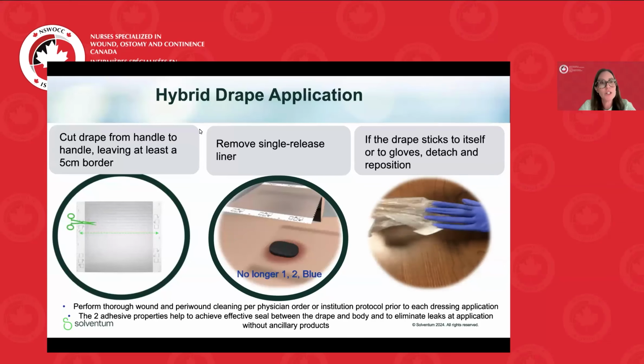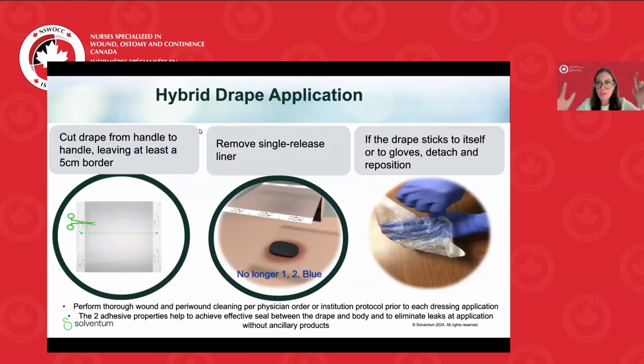So you can see the application here. You do want to leave that white handle as you cut. You want to cut that way so that you still have the handle. You want a 5-centimeter border around the wound edge, but it's essentially a peel off in place. We no longer have to do the 1-2 blue.